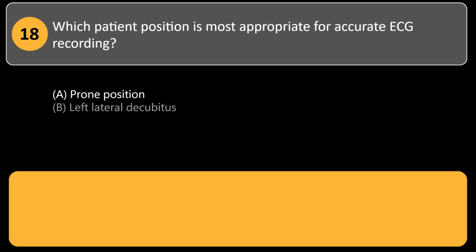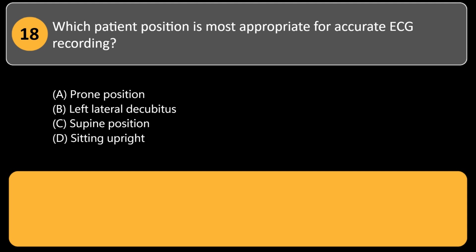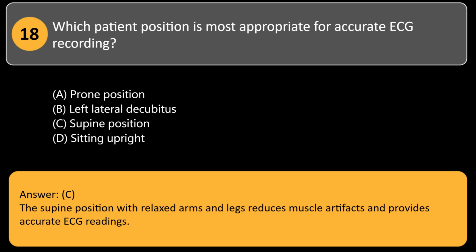Which patient position is most appropriate for accurate ECG recording? A. Prone position. B. Left lateral decubitus. C. Supine position. D. Sitting upright. Answer, C. The supine position with relaxed arms and legs reduces muscle artifacts and provides accurate ECG readings.